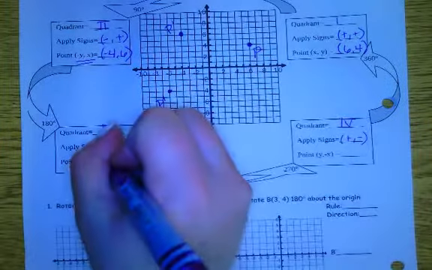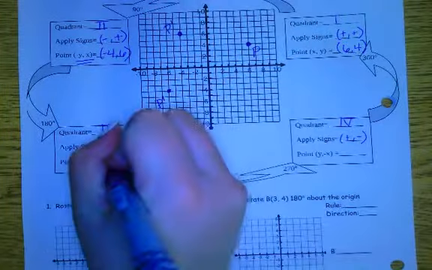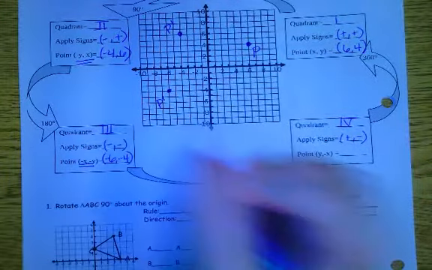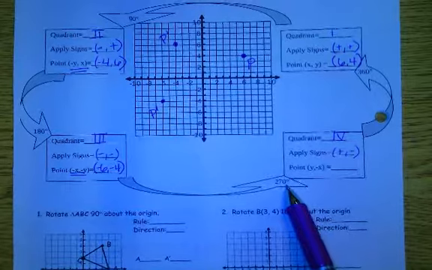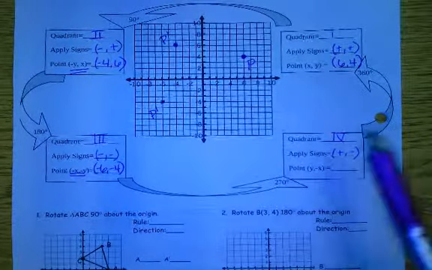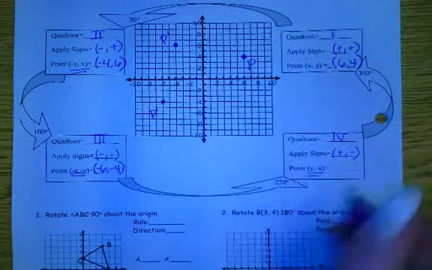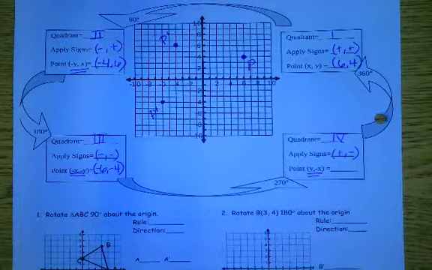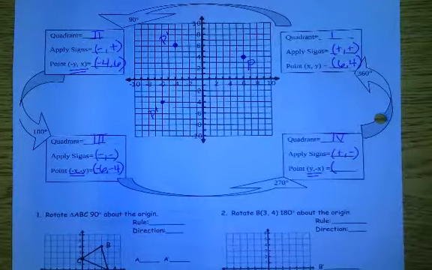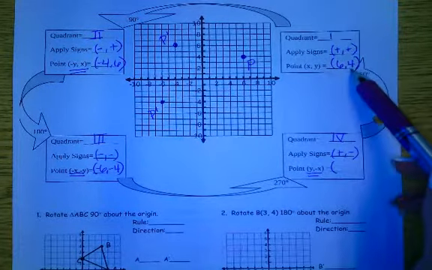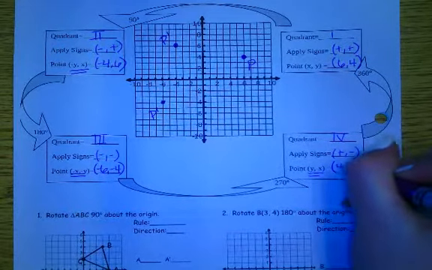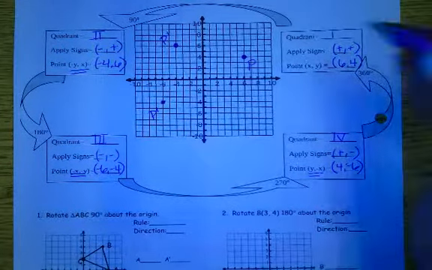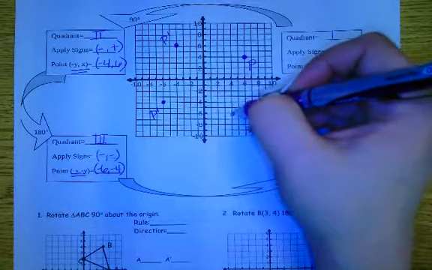Okay, and what did I say? Negative 6, negative 4. And then if we rotate 90 degrees further, now we are at 270 degrees. Our rule is (y, negative x). So going back to point (6, 4), where would point P prime be? 4, negative 6. And plot that.